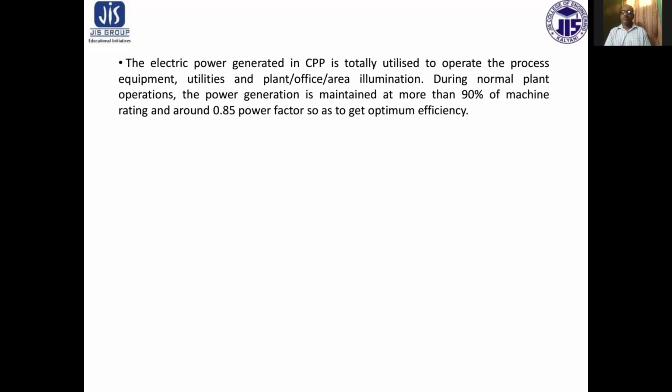The electric power generated in the CPP is totally utilized to operate the process equipment, utilities, and plant office area illumination. During normal plant operation, the power generation is maintained at more than 90% of machine ratings and around 0.85 power factor so as to get optimum efficiency.